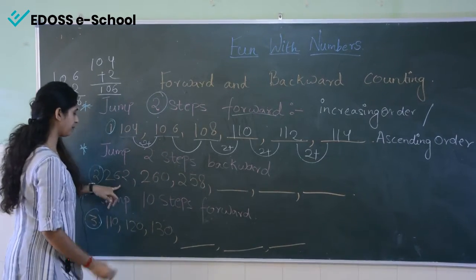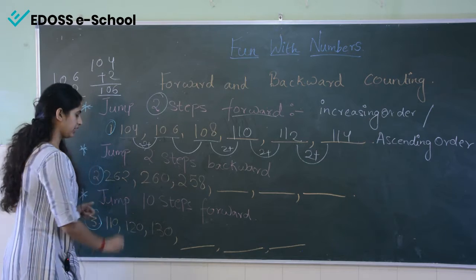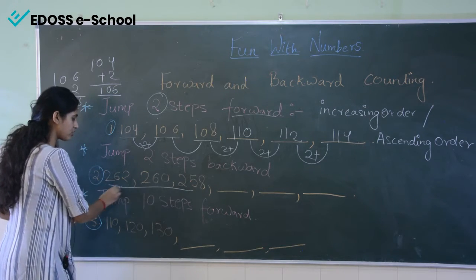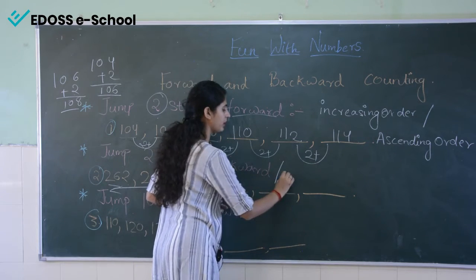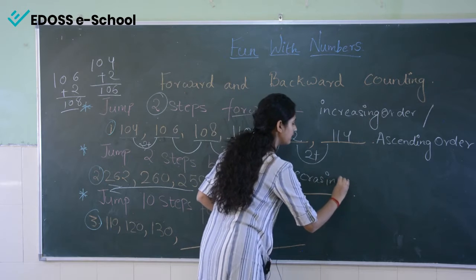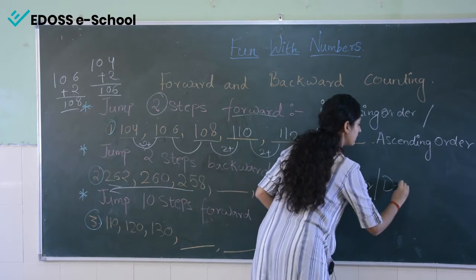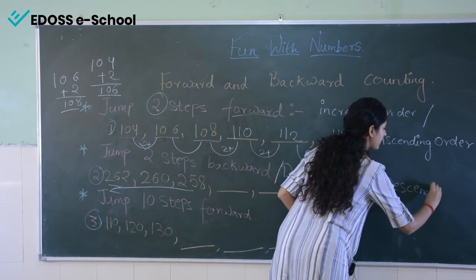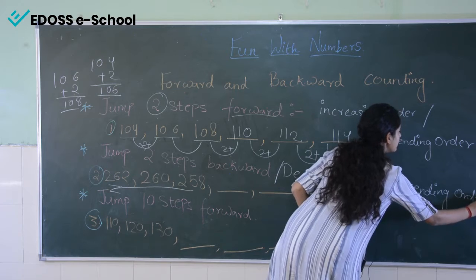Here the next example is jump 2 steps backward. The example is 262, 260, 258. It means numbers are decreasing. Or we can say backward, decreasing order, or descending order, in which the numbers are decreasing.